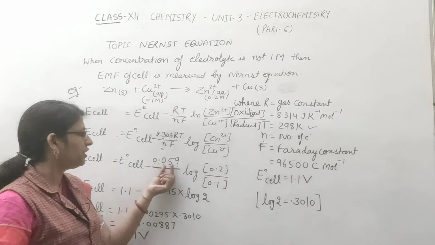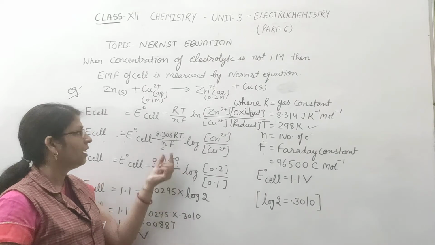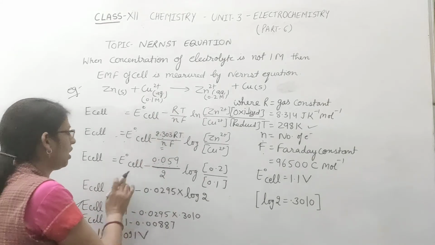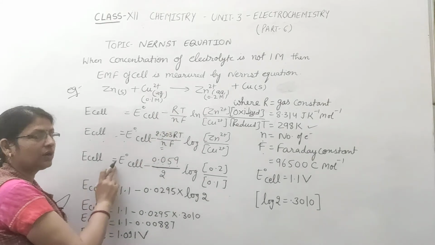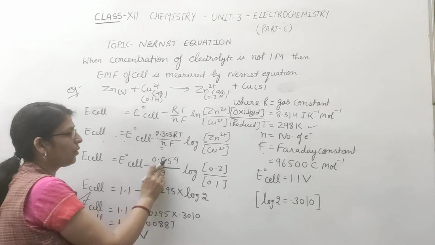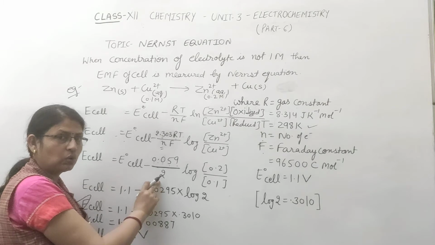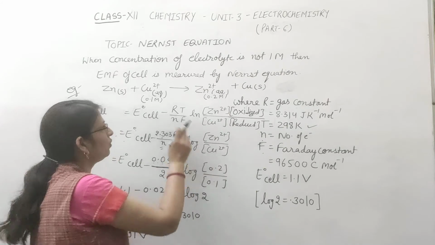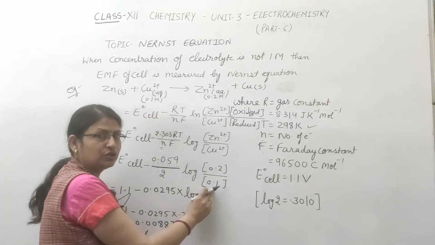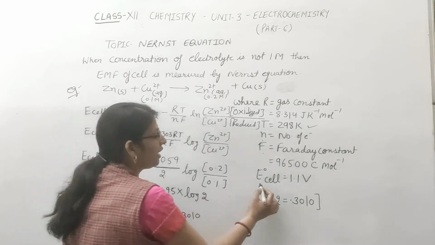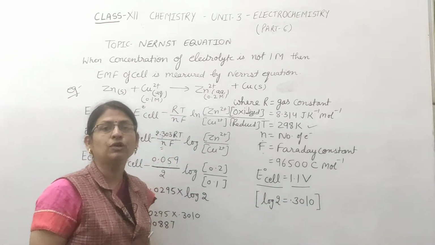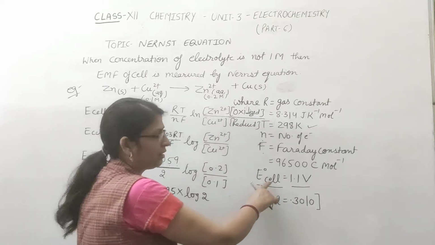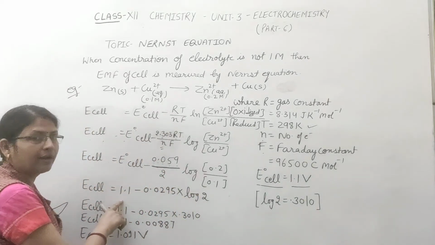We learn it. 0.059 upon n. Here the number of electrons transferred in this reaction is 2. So I write 2 here. Now E cell that we measured is equal to E naught cell minus 0.059 divided by 2, where 2 is the number of electrons transferred, times log of the concentration of zinc ion, 0.2, over the concentration of copper ion, 0.1. E naught cell is sometimes given in the numerical and sometimes it is calculated. This time it is given in the numerical. It is 1.1. Put the value here.